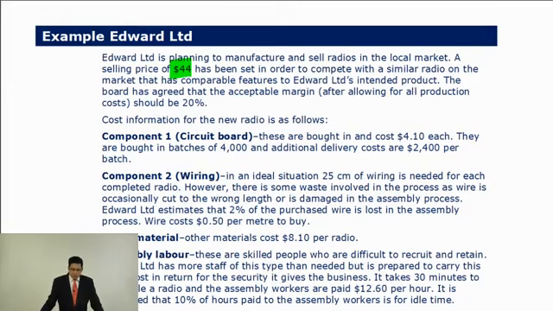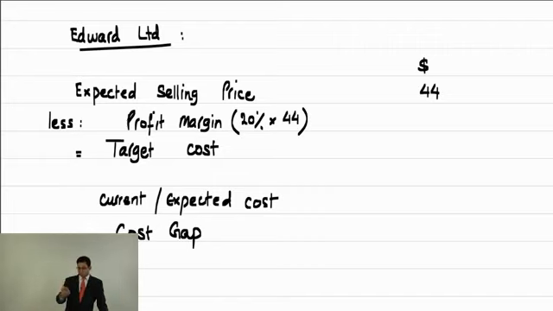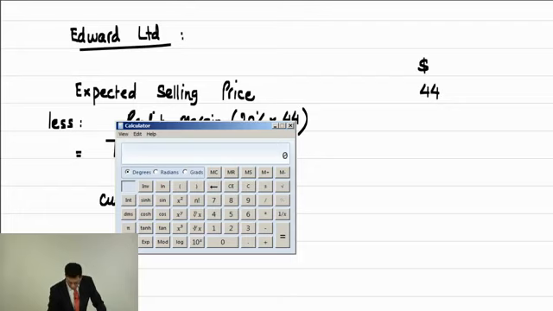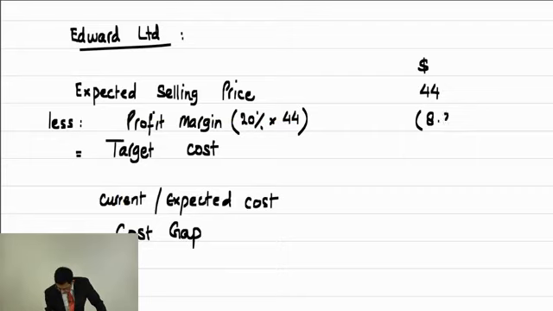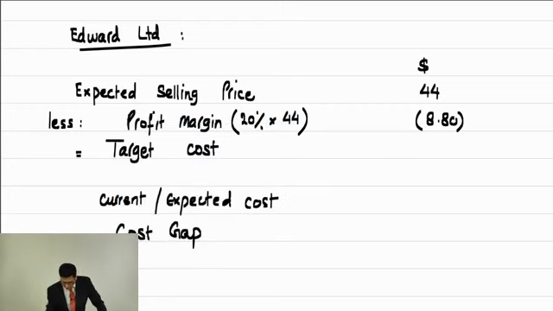Afterwards, the board has agreed that acceptable margin after allowing for all production costs should be 20%. So margin is given to us, which is 20%. Okay, so 20% of the $44 would be acceptable profit margin in the eyes of management. So we can do 44 times 20%, which is 8.8, or 8.80. So 44 minus 8.80, we arrive at the target cost, which is 35.20.